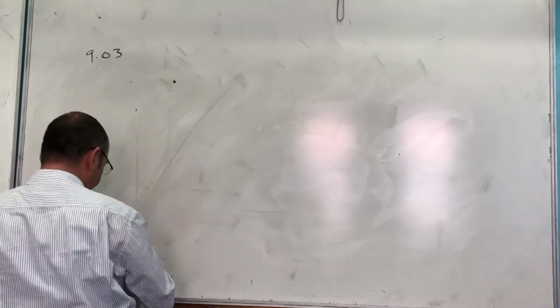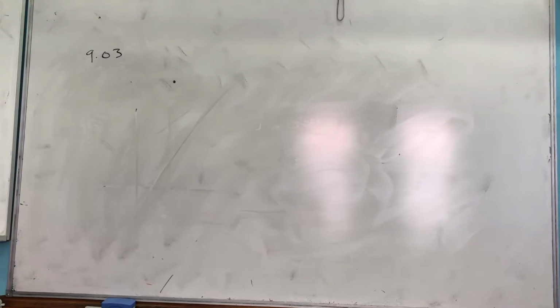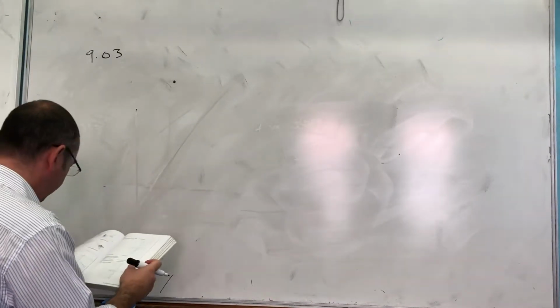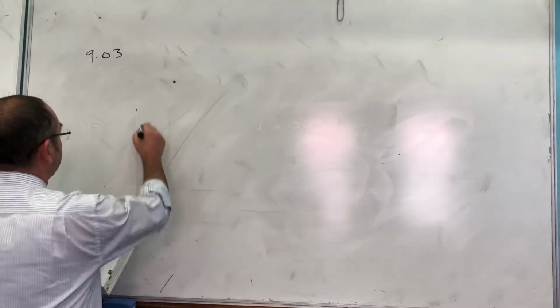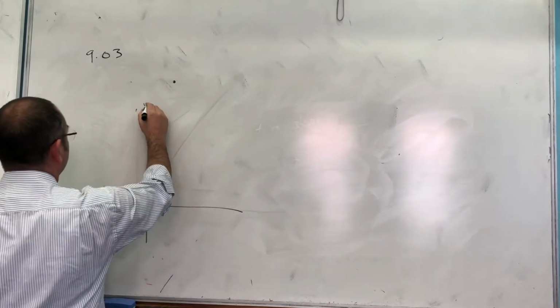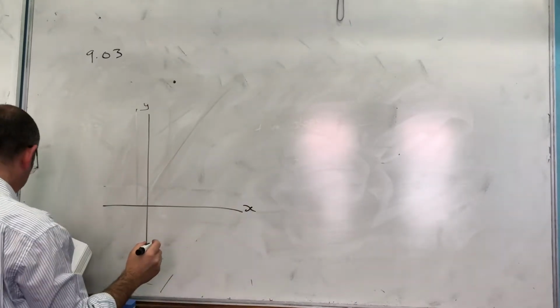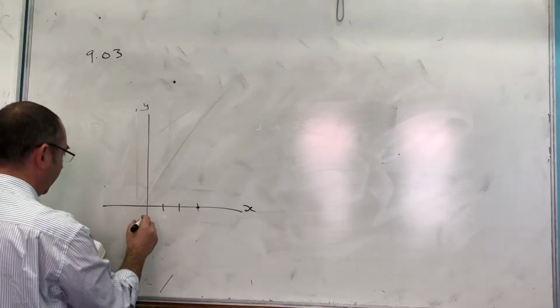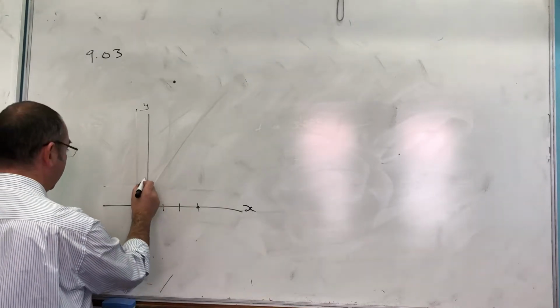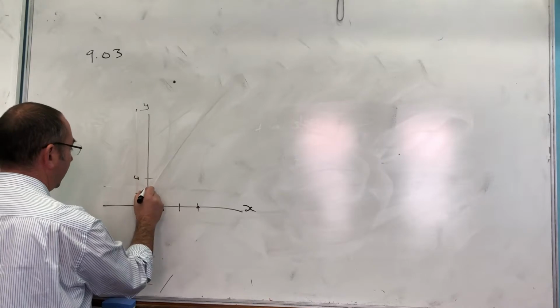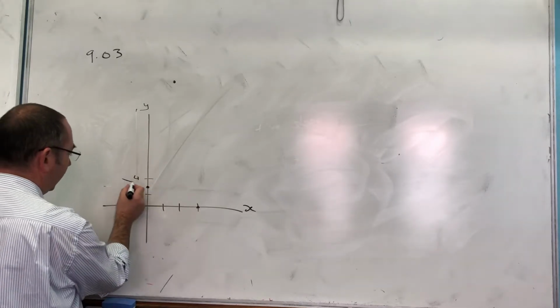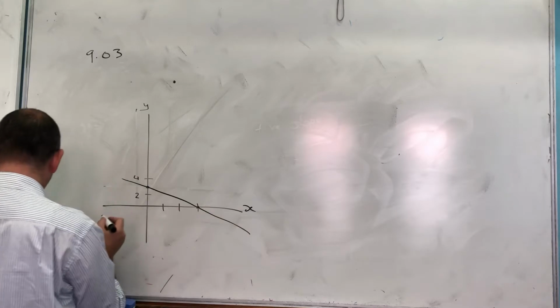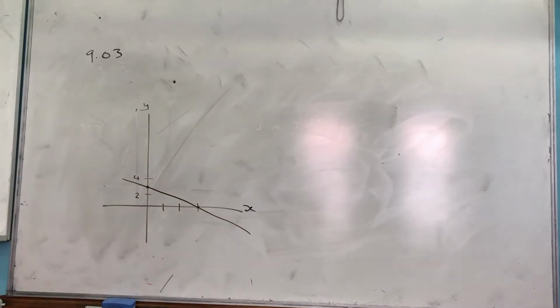I'll give you another one. This time it's negative. Okay. 2, 4, 6, crosses there at 6. 2, 4, crosses here at 3, and goes off like that. Okay, we need to use that graph to find out what the gradient is.